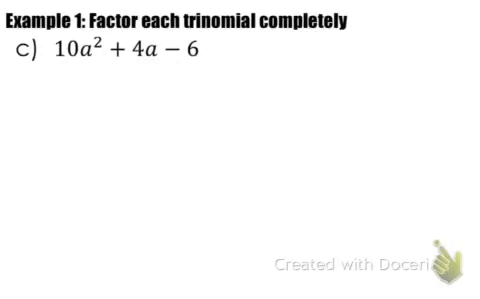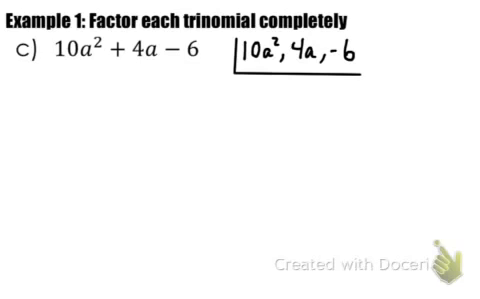So this third part of example 1, we're going to factor 10a squared plus 4a minus 6. So we're looking at all three terms, and we always want to see what the greatest common factor is first. So we're going to make our little L, or our little box here. We're going to write all three terms into our L. And we have a 10a squared, comma 4a minus 6. So we're going to pull out one factor if we can.